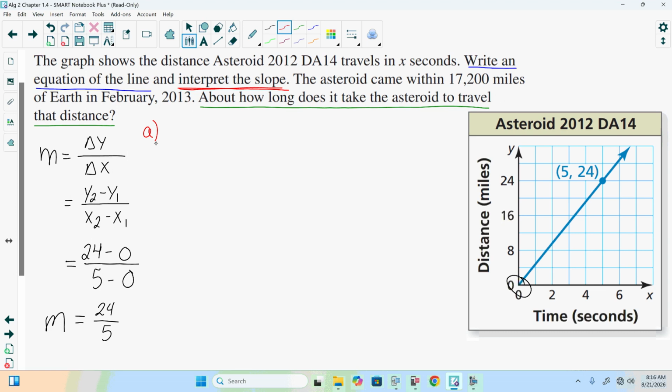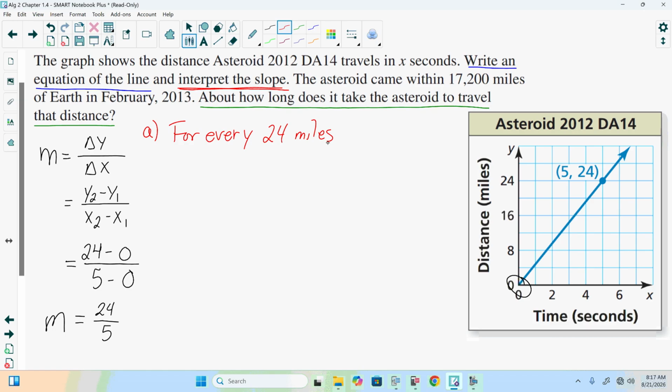So slope is our change in y over change in x. We're trying to say in words, interpret the slope. We're wanting to say in words what the slope is telling us. So if we look at it, the y-axis is miles, yes? The x-axis is time. So 24 over 5, we can say for every, our y value is 24. For every 24 what? Distance, our distance is miles, yes?